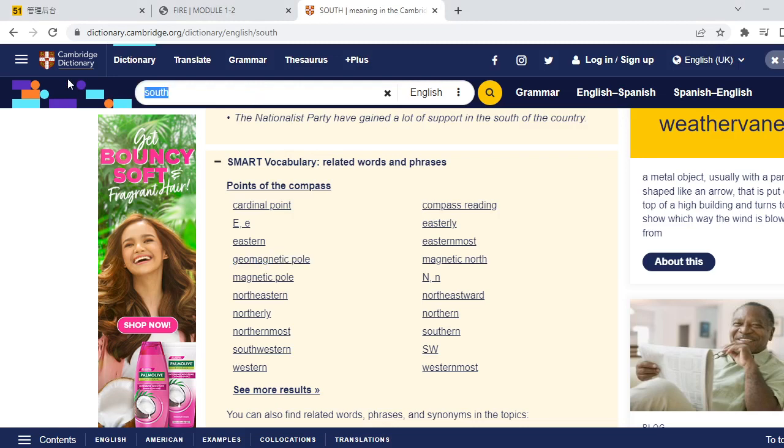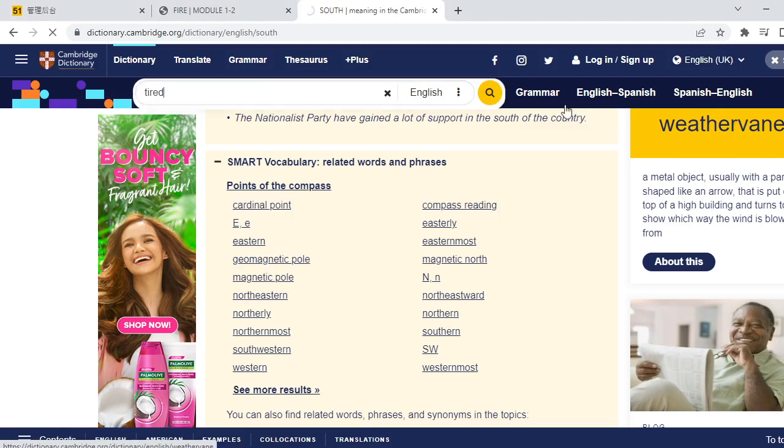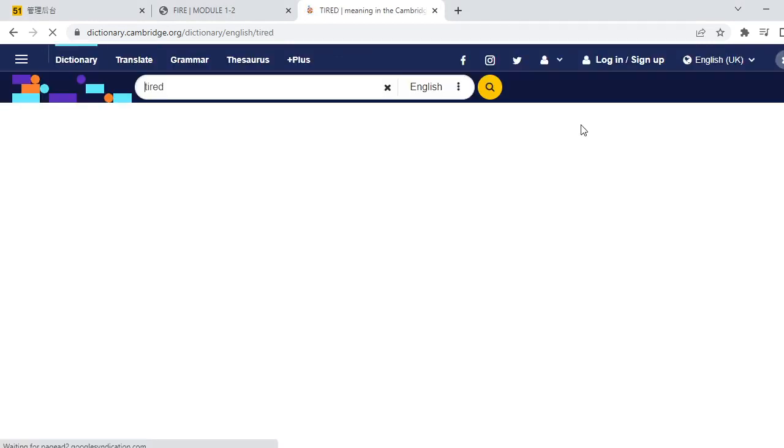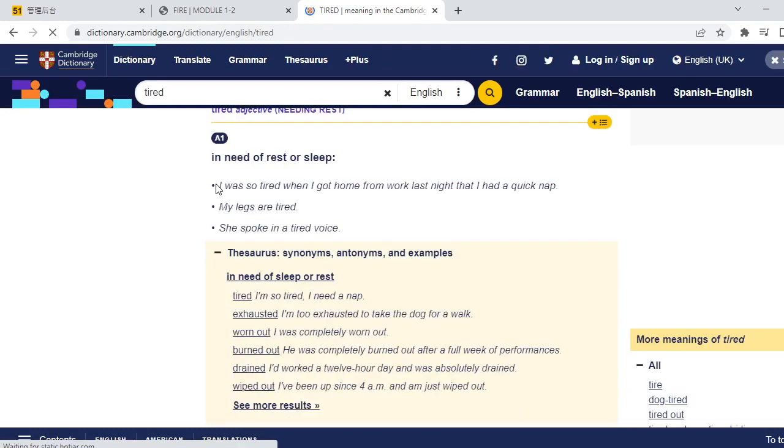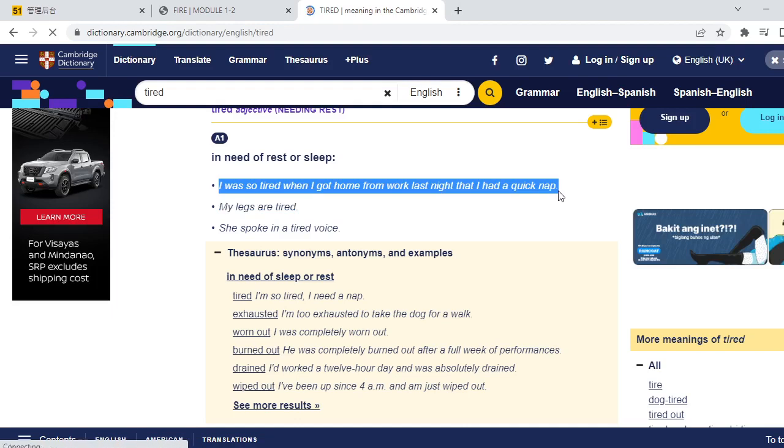Now, let me give you another example, a sentence with the adjective tired. For example, you can say, my legs are tired. All right? Or you can also say, I was so tired when I got home from work last night that I had a quick nap.